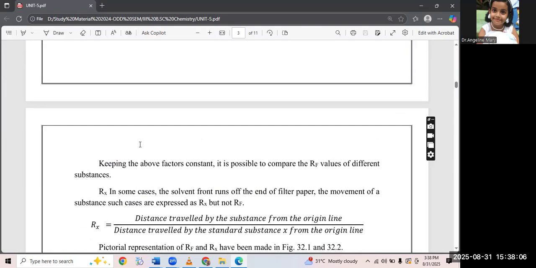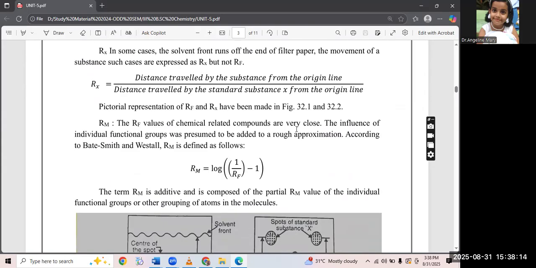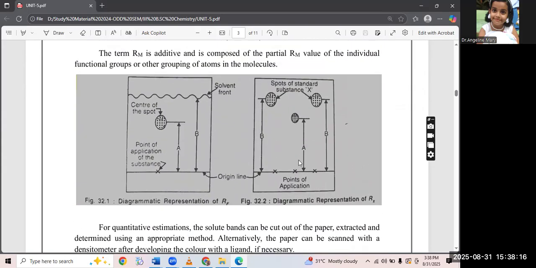The next one is Rx. Rx is the distance traveled by the substance from the origin line, relative to the distance traveled by the standard substance X from the origin line. So this is the substance we have taken, and this is the standard substance. A known substance should already be taken. This distance is denoted by B.